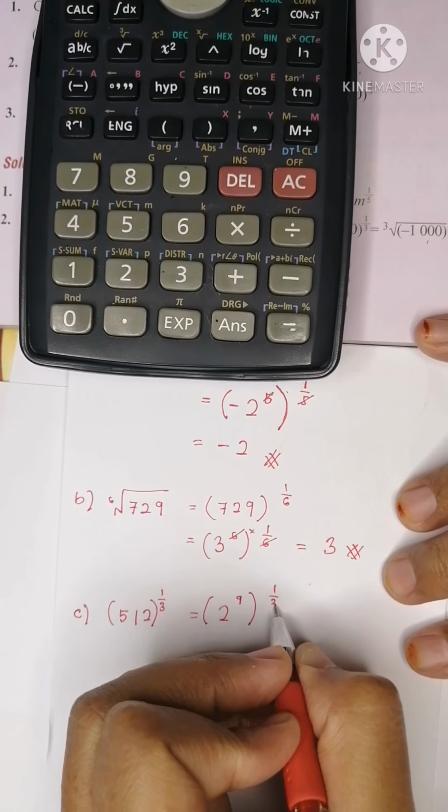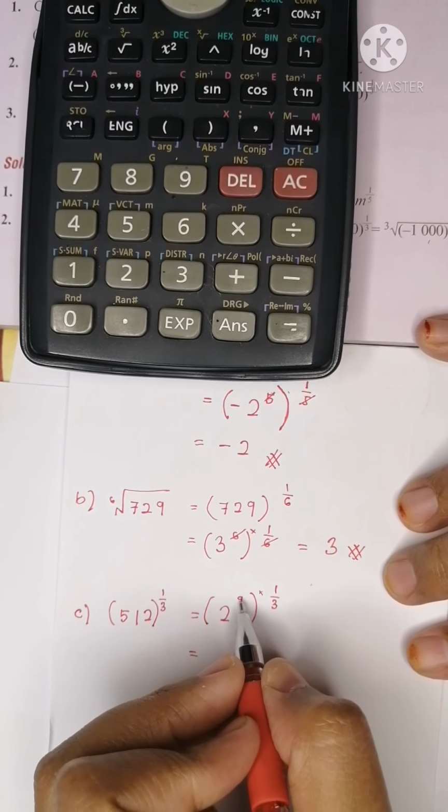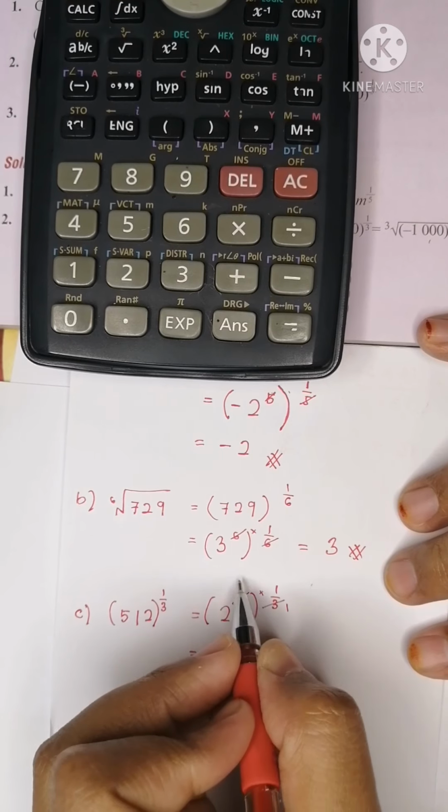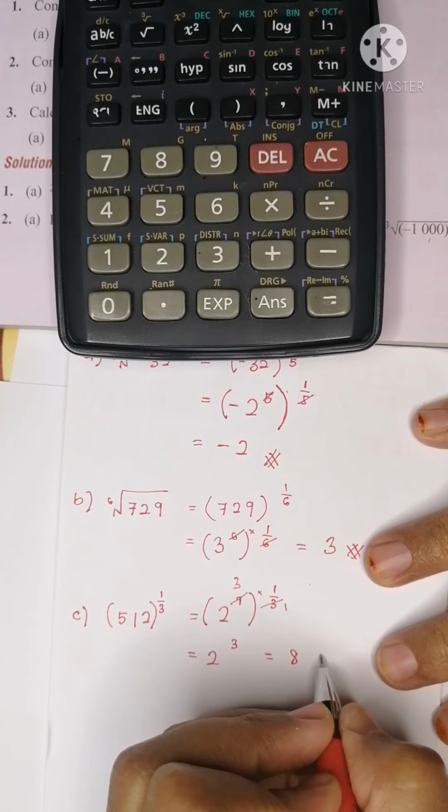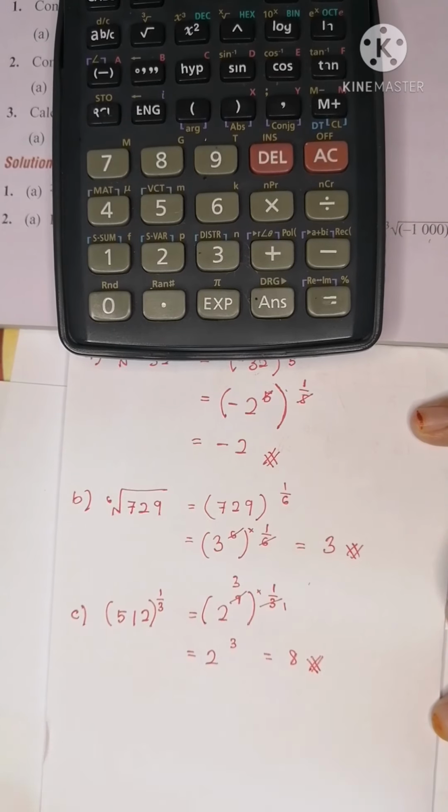Then close the bracket, 1 over 3. From here, this is multiplication. 9 times 1 over 3, 1 times 3, 3, 3. So 2 to the power of 3. This is how you do it. 2 to the power of 3, the answer is 8. Like this. Very easy.